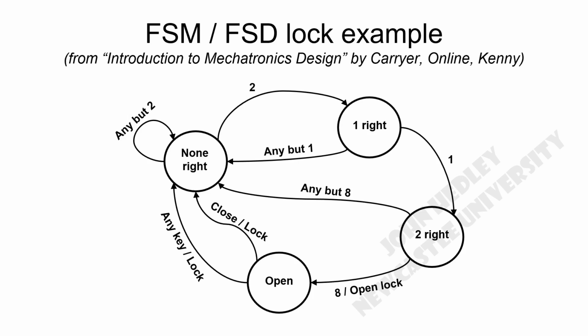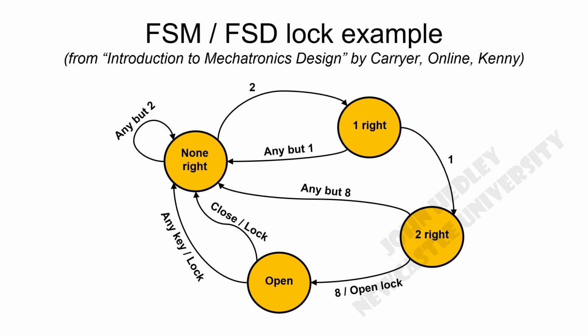Our finite state diagram consists of 4 states. These are either no correct numbers, 1 correct number entered, 2 correct numbers entered, and all 3 numbers entered. The last state corresponds to the lock being open, so we'll label the 3 correct number case open. As you can see in our FSD, we have got 4 circles, each corresponding to one of our possible states.